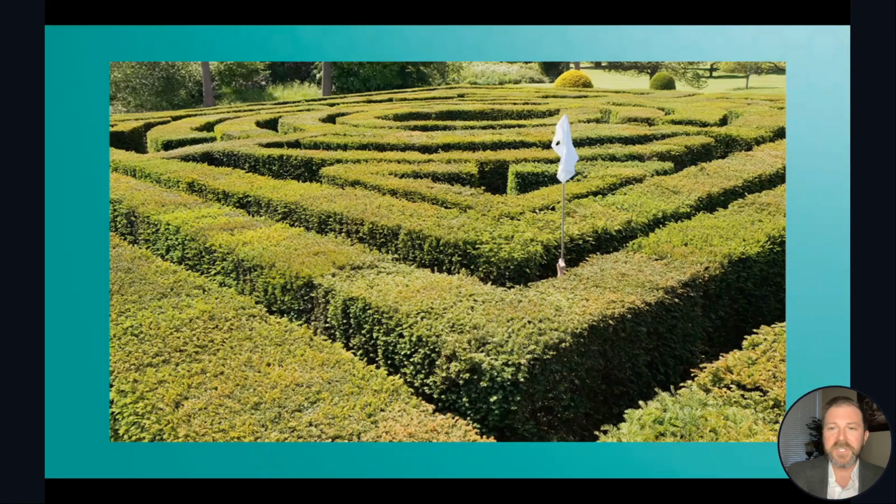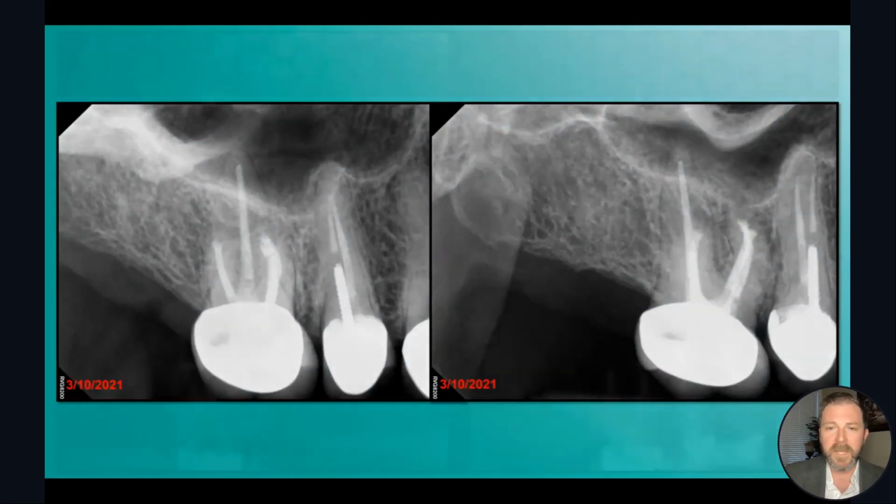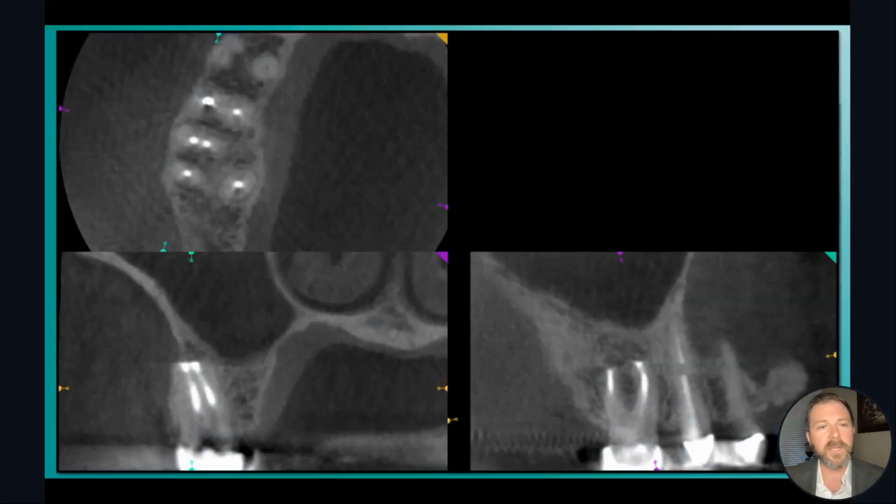Well, surprisingly, she comes in for an evaluation of another tooth, and I was able to get recalls. So this is a couple years later, we're seeing excellent healing at the root tips, but I wanted to go a step further and get a CT and show that, yes, we are getting that healing, not just on a two-dimensional radiograph, but on three-dimensional radiographs.